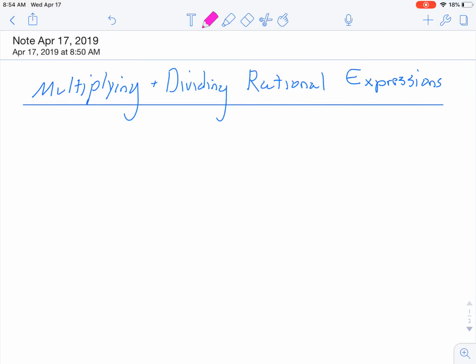Here's number 1. Number 1, we've got the fraction 4xy to the third over 15 times 3 over 8x to the fourth y.